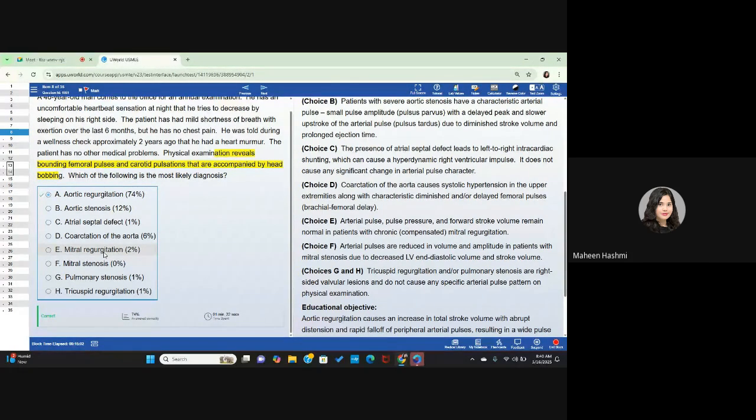Tricuspid regurgitation will also have the same type of murmur. It will also be a holosystolic blowing murmur, but it can be due to right ventricular dilatation in tricuspid regurg. Both of the murmurs, MR or tricuspid regurg, can also occur after infective endocarditis as well. Okay, all right. What about mitral stenosis?